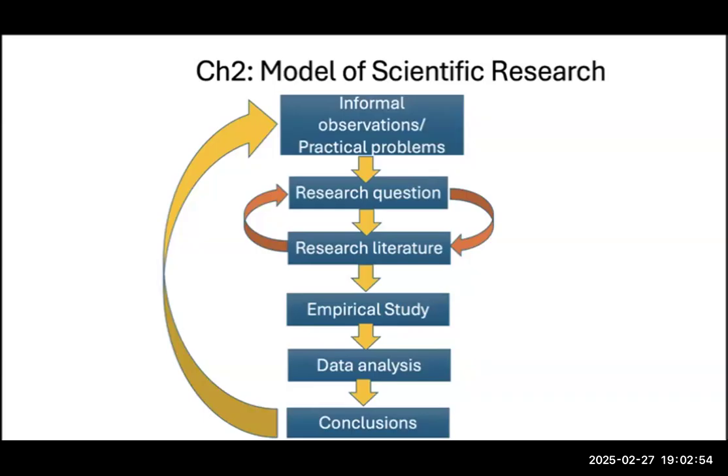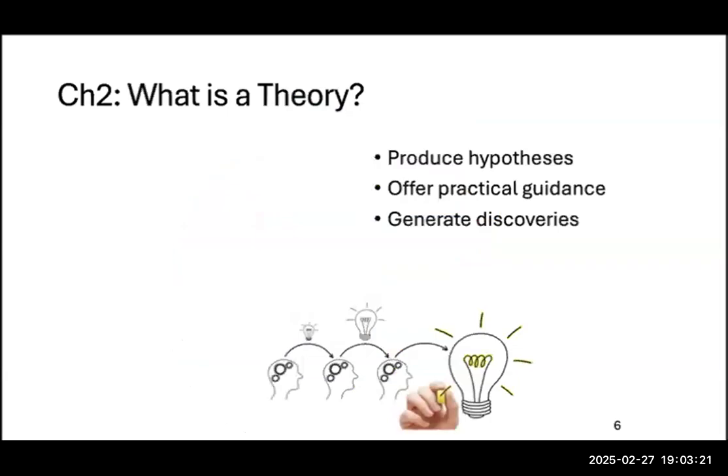Then once you've got an original research question that is interesting and feasible, now you conduct your study, analyze your data, come to your conclusions, and then now you have more knowledge about this construct that you wanted to know about, and you can start over again with another research question. So that is essentially the model of scientific research. Any questions here?